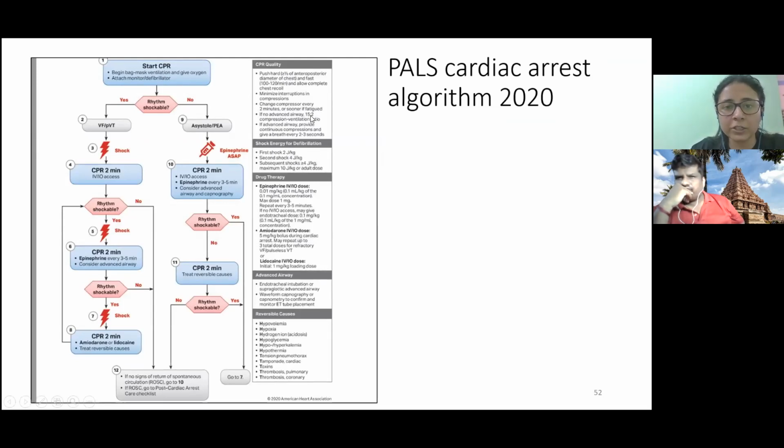And the compression ventilation ratio in children is 15:2 if there is no advanced airway, as opposed to 30:2 in adults. Also, the doses of epinephrine have to be kept in mind.